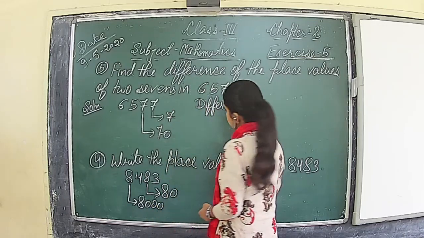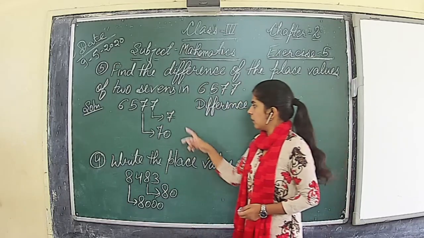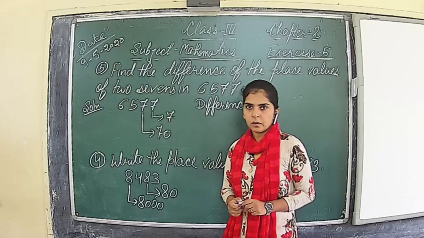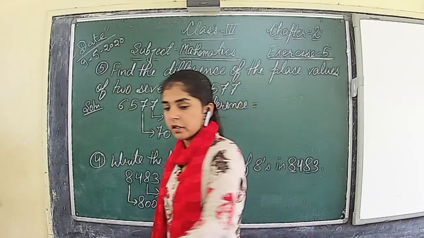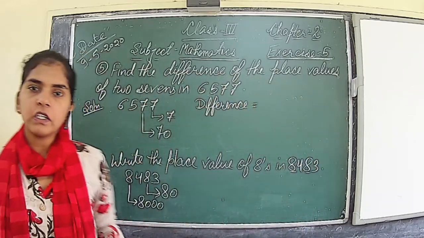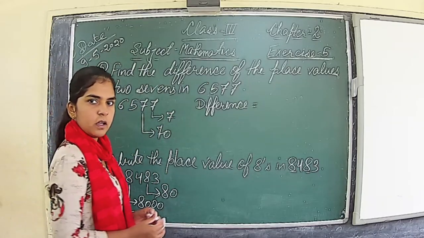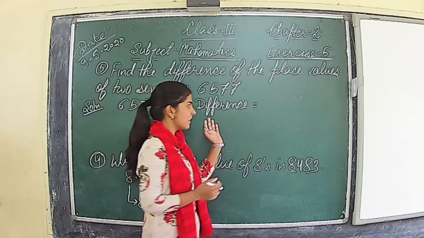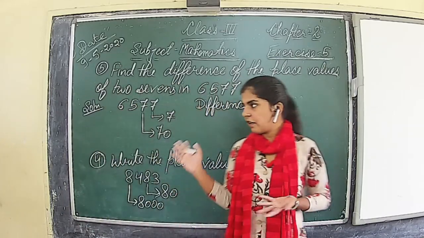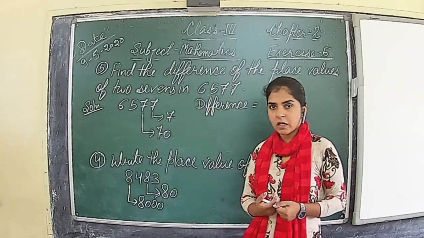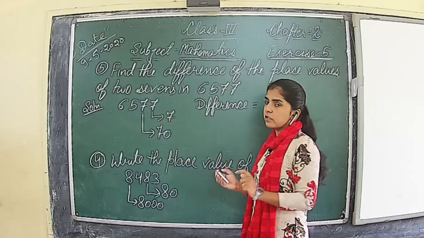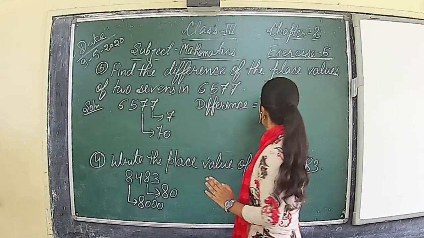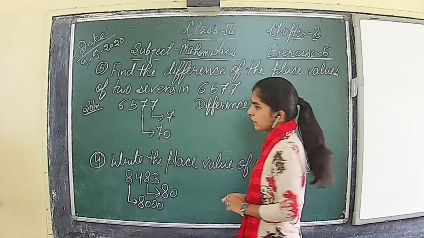Tell me one thing, between these two numbers, which number is greater? 7 is greater or 70 is greater? All of you will say, ma'am, 70 is greater, right? It is clear that 70 is greater than 7. So to find the difference or to subtract two numbers, always we will write the greater number above and smaller number below.